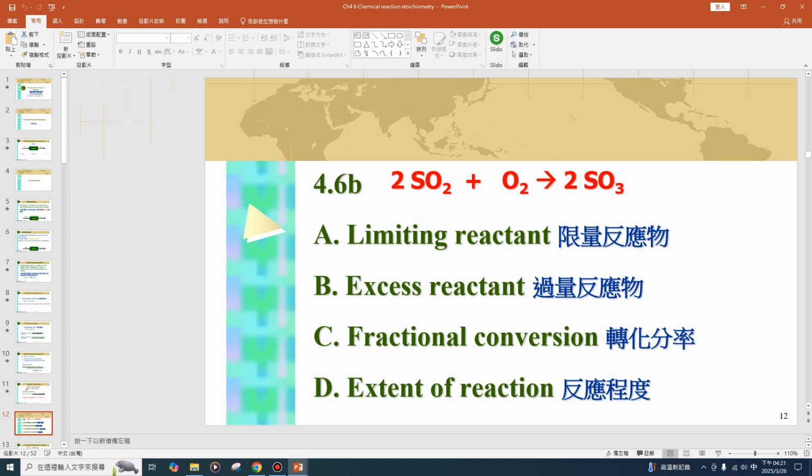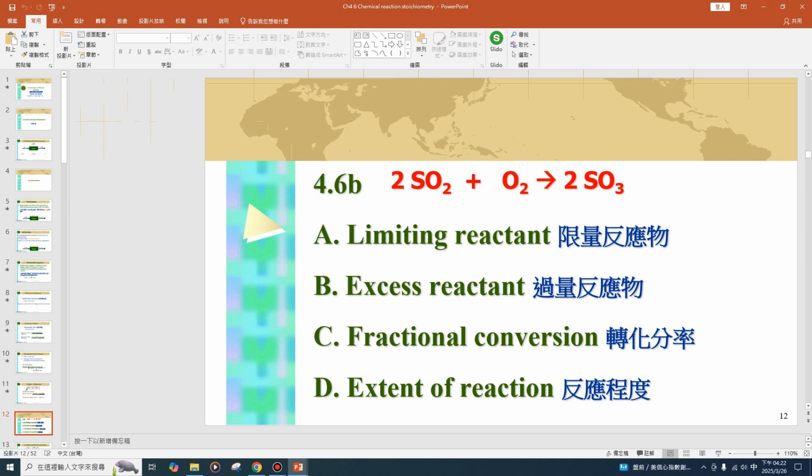Right, so this is 4.6b. We learned four terms. The first one is limited reactant, right? And what is a limited reactant? If this is a chemical reaction, and I want you to pick one chemical, that is the limited reactant. So which one would you tell me? Is that SO2 or O2 or SO3? Which one? You think of that.